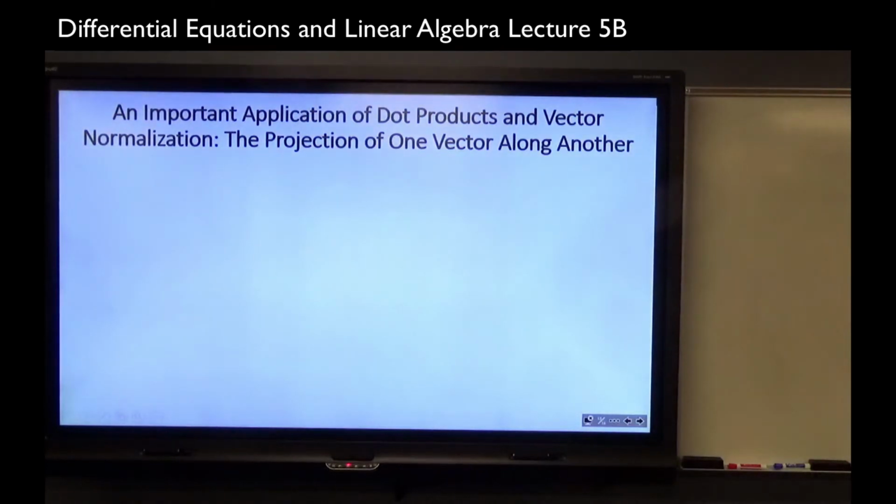So, how do we find that projection vector, or at least to solve the problem, we only need to find its length. It's going to be an important application of dot products in vector normalization.